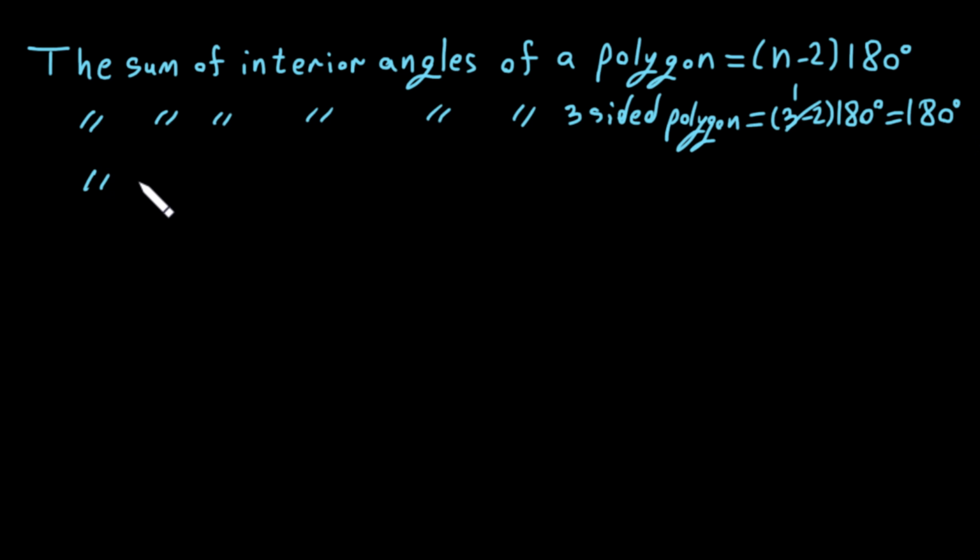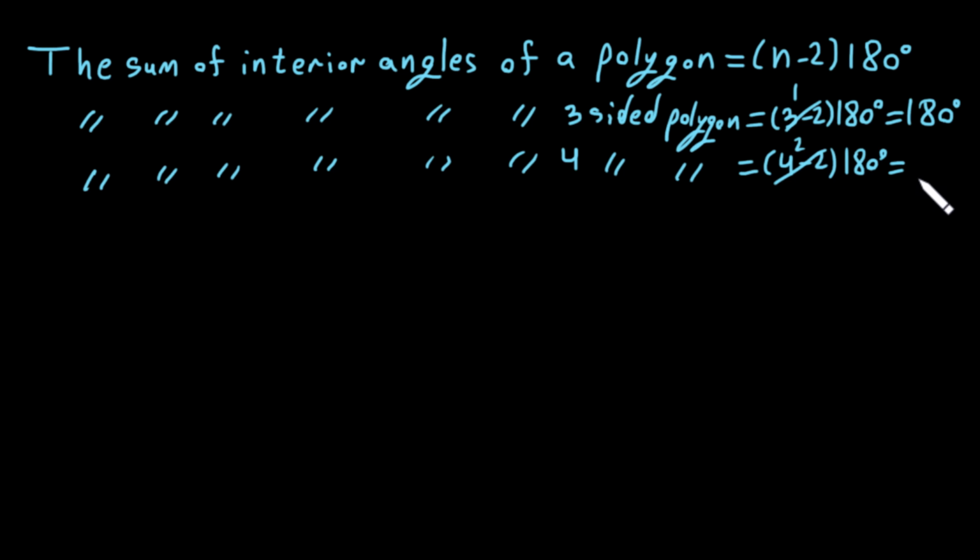If we have the sum of interior angles of not a three-sided but a four-sided polygon, it equals, instead of n, we substitute 4. So (4 minus 2) multiplied by 180 degrees. 4 minus 2 is 2, and 2 multiplied by 180 degrees is 360 degrees.